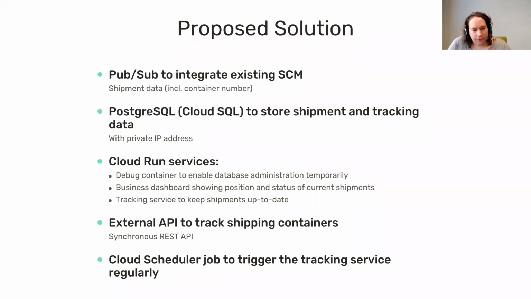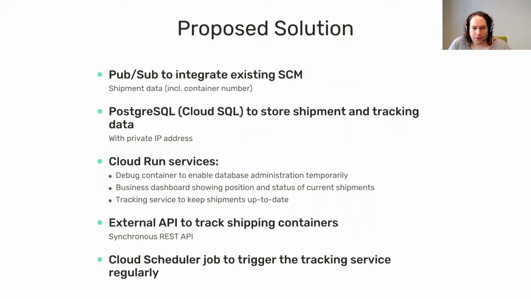And I want to have three Cloud Run services. Due to this private IP, it's not that easy to access the database at all, but I also don't think I actually need it all the time. So there's a concept of debug containers, which are containers you only deploy temporarily, and you start them when you need them and shut them down when you don't need them anymore. And I want to have something to administrate the database, such a debug container.